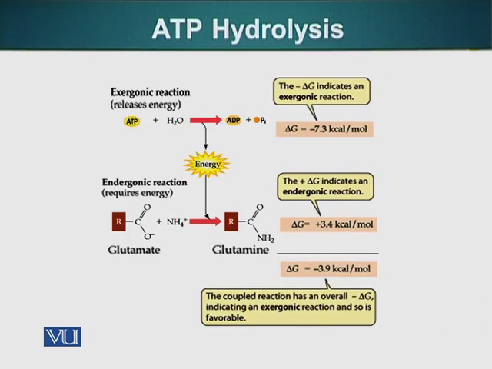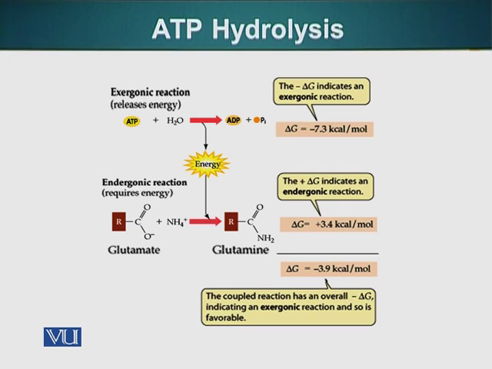We have an example of an exothermic reaction, hydrolysis of ATP, ATP combining with a water molecule and releasing an energy of 7.3 kilocalories per mole. I would like to mention, in my previous slide I said that energy released from ATP hydrolysis is minus 12. That's the physiological value of ATP hydrolysis. When ATP hydrolysis occurs inside the cell, the amount of energy delta G is minus 12. Here in this example we are going to consider the value of delta G as 7.3 kilocalories per mole.